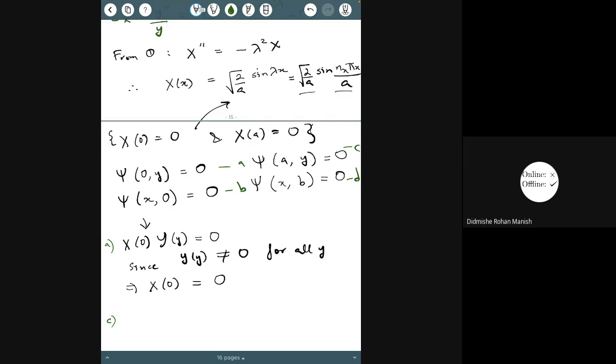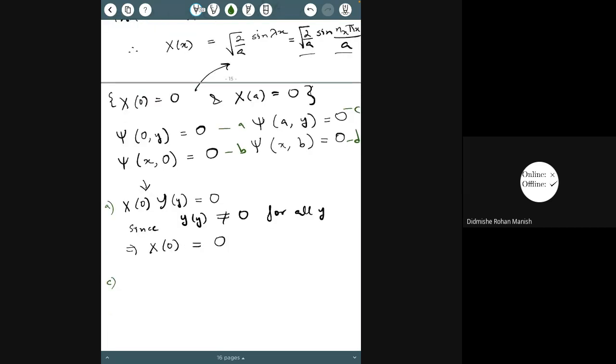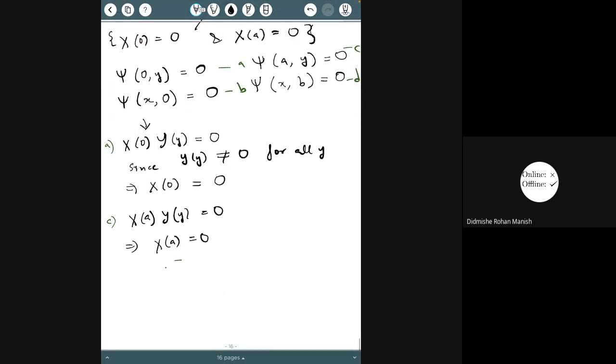Yes, that is a very, very good question. But okay, I'll do that. Just 1 minute. Let me just finish the C and I'll show you the normalization. Okay, so this is this, and we have x at a into y equal to 0, and again by the same logic x at a equal to 0. So the boundary conditions here are fine. So, good question.